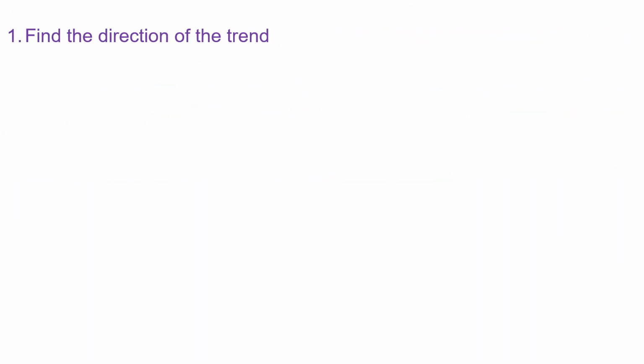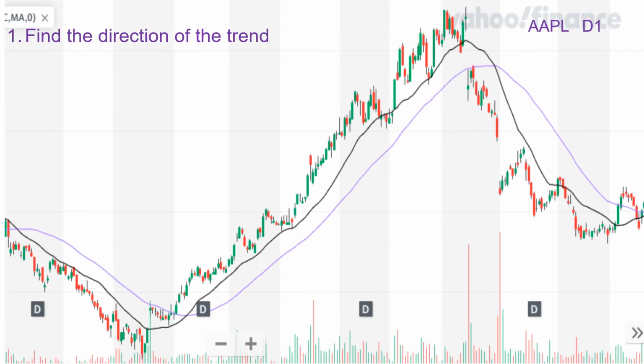How to find the direction of the trend? This is the price trend of Apple stock on the D1 time frame. I installed a simple moving average with 12 days period as a shorter moving average, and also a simple moving average with 42 days period as a longer moving average. When the price is crossing the longer moving average while going upward, and the price is above these two moving averages, this is considered a strong uptrend.